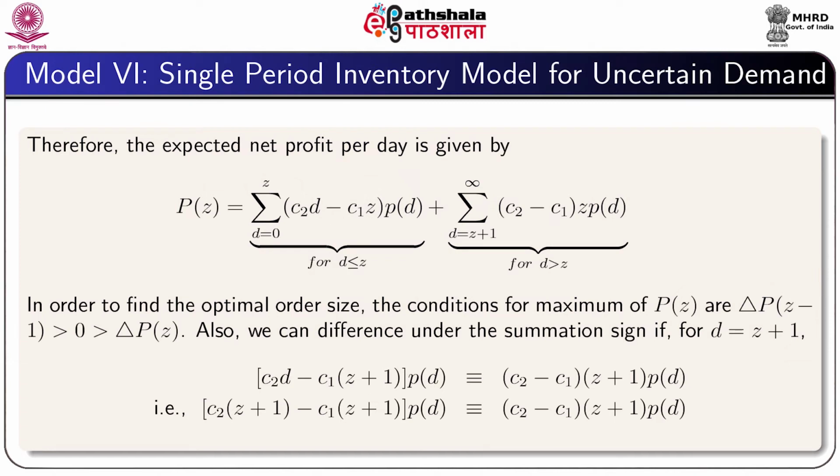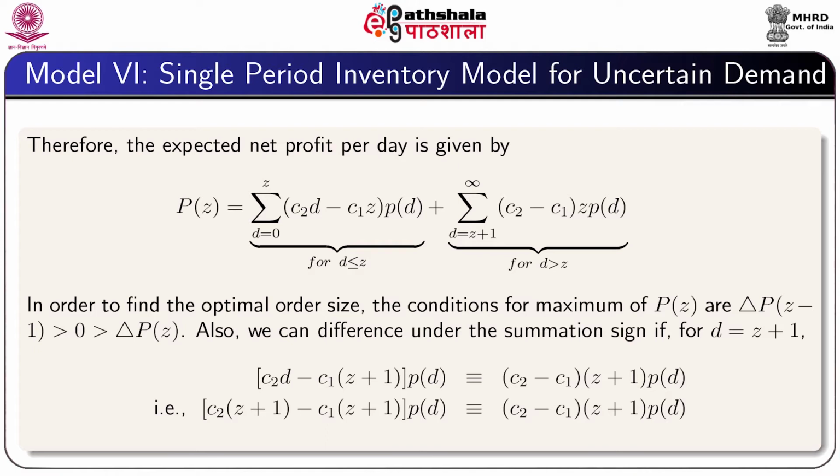Therefore, the expected net profit per day is given by P(z) equal to sigma D equal to 0 to Z of (C2 D minus C1 Z) into p(D) for D less than or equal to Z, and then plus sigma D equal to Z+1 to infinity of (C2 minus C1) into Z into p(D).